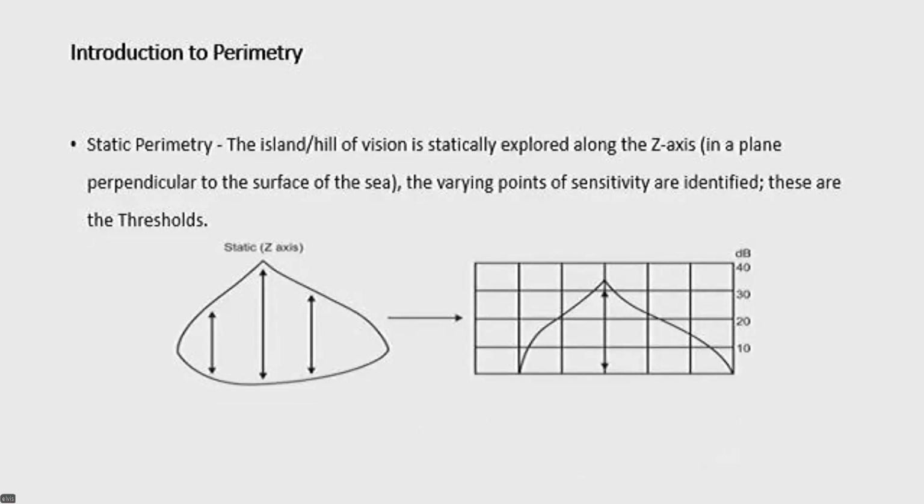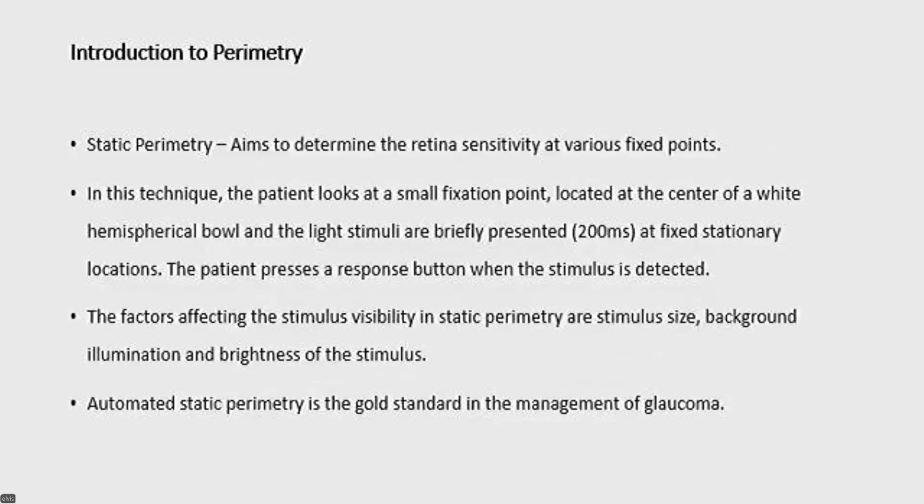Static perimetry endeavors to measure the visual field, attempting the three-dimensional zone by involving the Z-axis, which is perpendicular to the sea of vision. Currently, the method employed as the gold standard is automated static perimetry. So most of our discussion here will be focused on automated static perimetry.